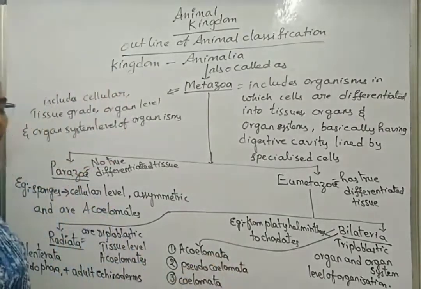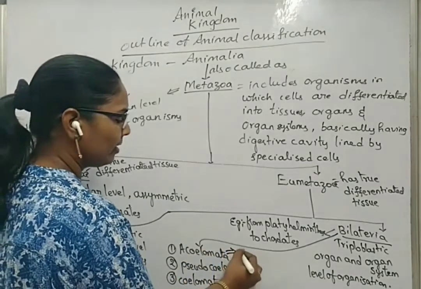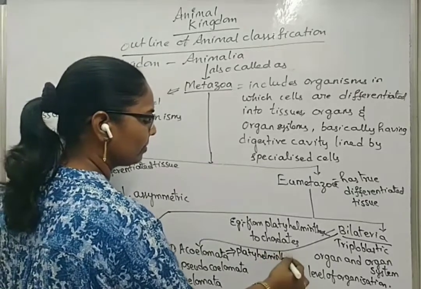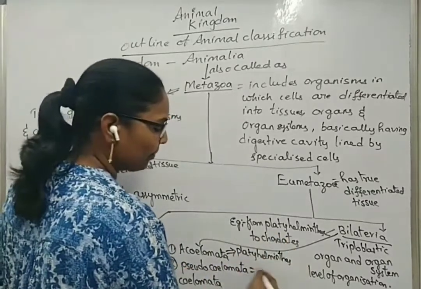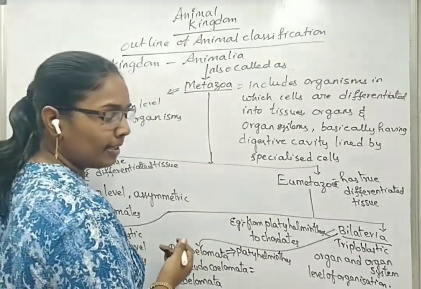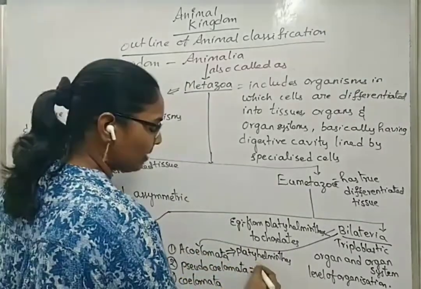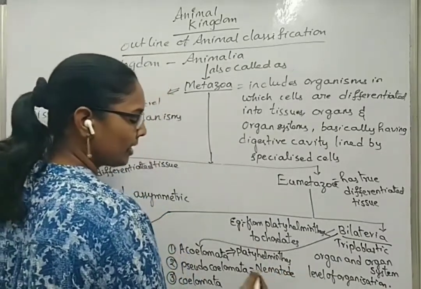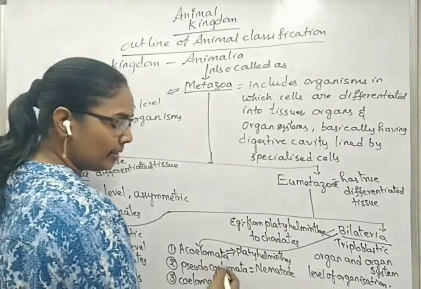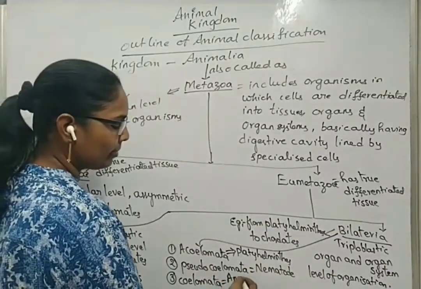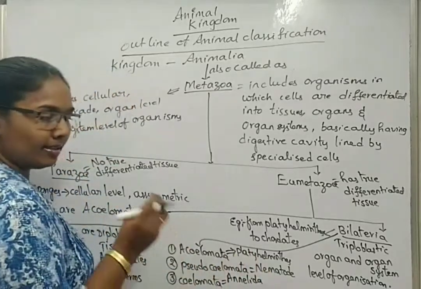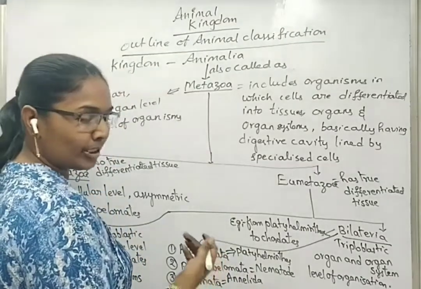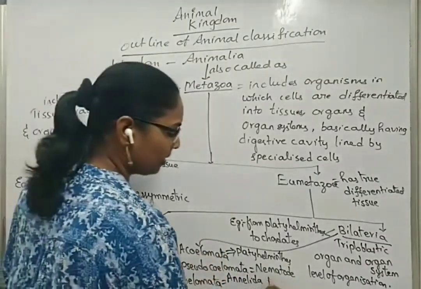Under acoelomata, Platyhelminthes are taken as examples. Under pseudocoelomata, Aschelminthes or nematodes are taken as examples. Next, under coelomates, starting from Annelida, young echinoderms are also considered here. Those are also considered enterocoelomate organisms, up to chordates.